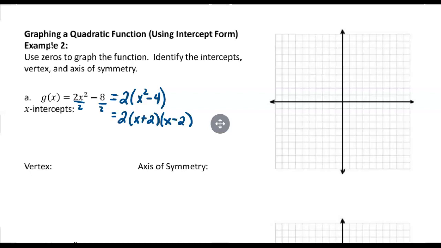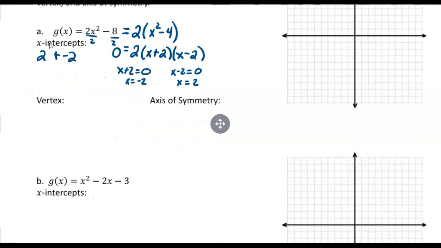Now that it's in factored form, what you can do is set each factor equal to 0 to find the x-intercepts. So when you set x plus 2 equal to 0, you get negative 2, and x minus 2 equal to 0, you get positive 2. So the x-intercepts are 2 and negative 2. Now just like we had done in the previous video, once you have the x-intercepts, how you find the vertex is you add the x-intercepts and divide by 2. So 2 plus negative 2 is 0, divided by 2 is 0.